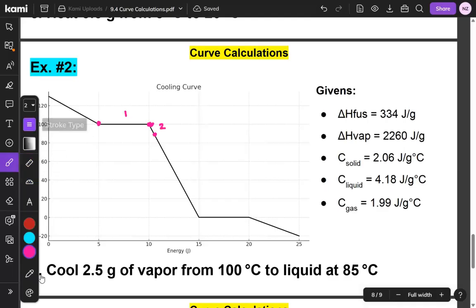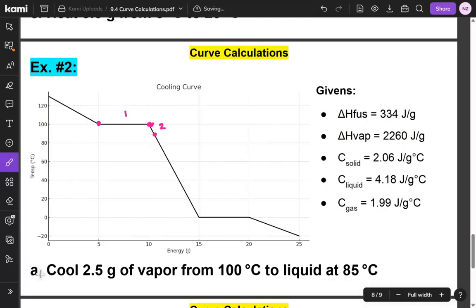Segment 1 is going to be our phase change. So for segment 1, we are going to take our mass, which is 2.5, and we're going to multiply it by the heat of vaporization, which is 2260. And when I do that, again, we're cooling, so it's going to be negative 5650.